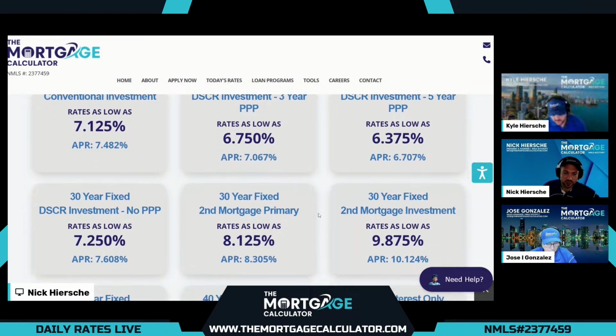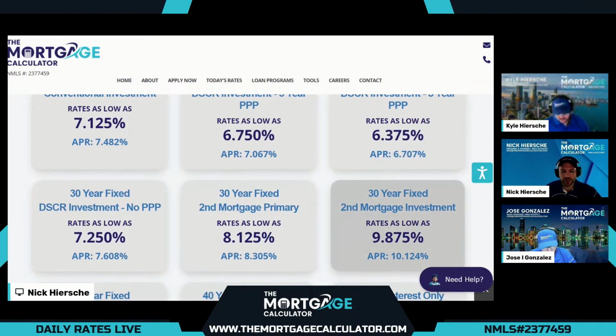And the same program for an investment property. HELOCs are very rare for investment properties, so this is a very good option for investors that have a good, low rate first mortgage. Can get cash out with a second mortgage, rates as low as 9.875, final APR 10.124, which is going to be better than a HELOC anyway, and they're very difficult to find for investment properties. So those are our typical options we review every day.